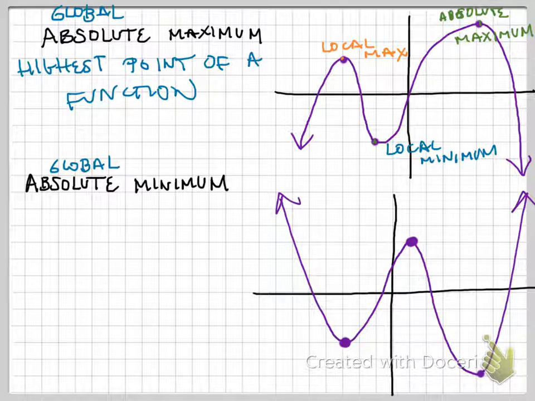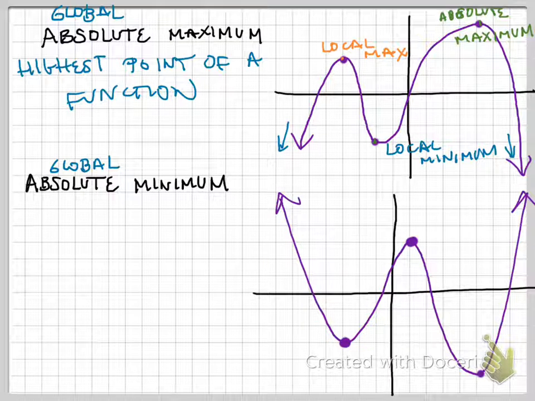You're probably wondering, why isn't it the absolute minimum? The reason is because this function continues to go down forever. It goes to negative infinity. So there is no absolute lowest point. You can only see the local minimum point. So no absolute maximum and no absolute minimum in this first case. We only have local ones.